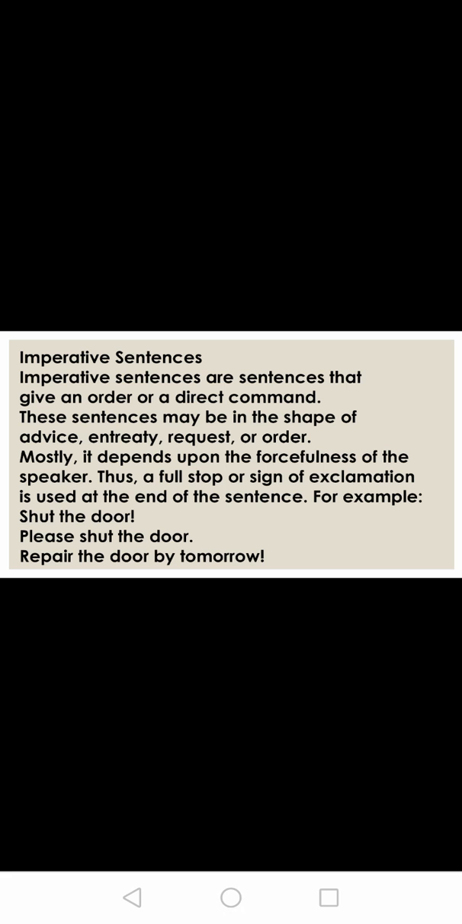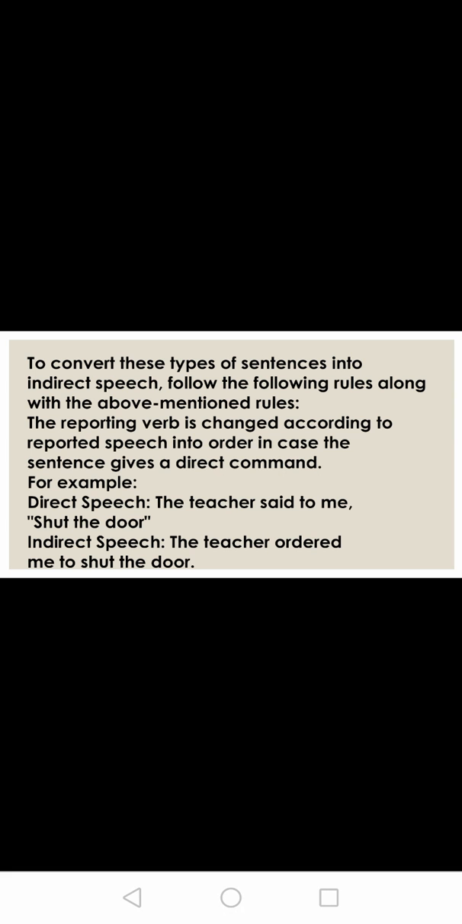Please shut the door. Repair the door by tomorrow. These are the examples of imperative sentences. The way you are saying these sentences, from that only you come to know whether this is an order, a request, or an advice. So to convert these types of sentences into indirect speech, follow the following rules.